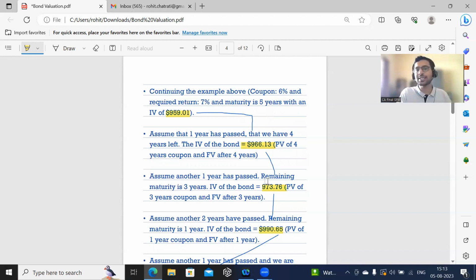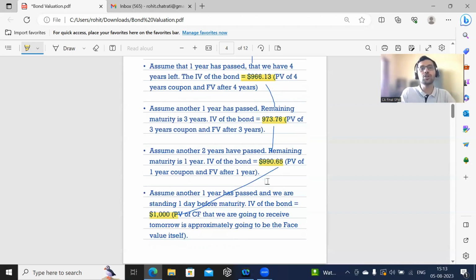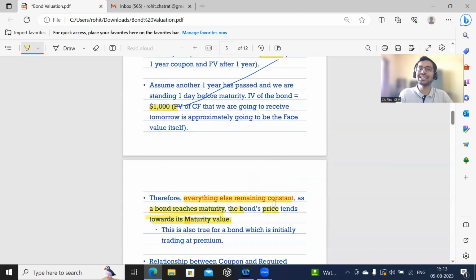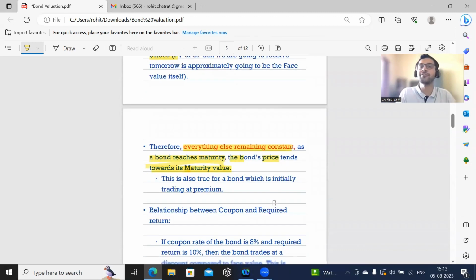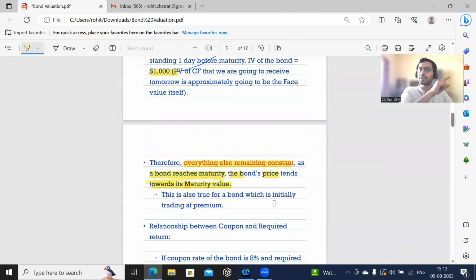Therefore, this constant increase for a discount bond or the constant decrease for a premium bond will hold good only if everything else remains constant. Meaning, if the required rate of return is kept constant, then you will have a continuous increase in case of a discount bond and a continuous decrease in case of a premium bond.